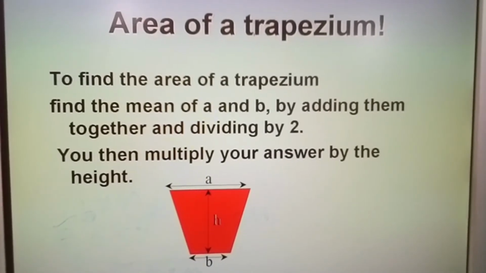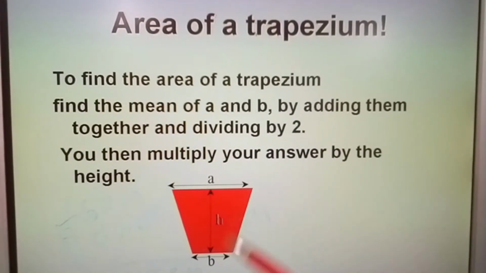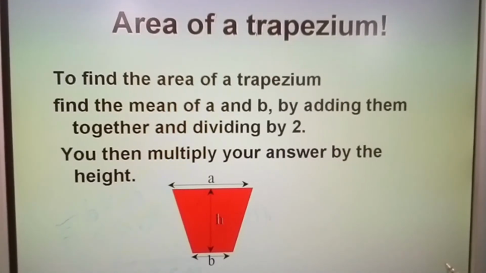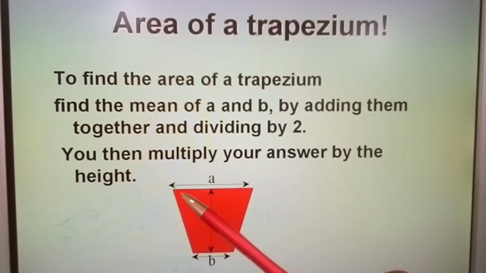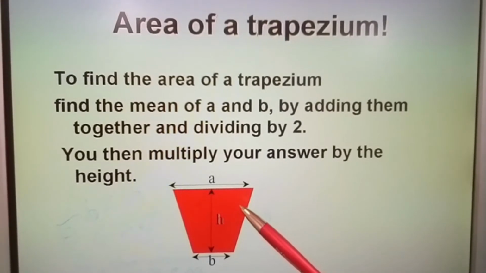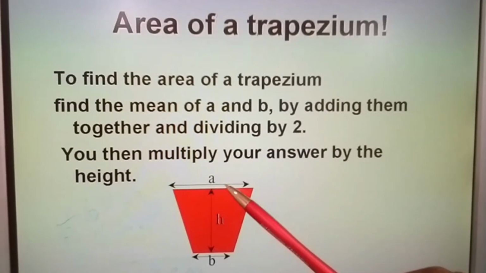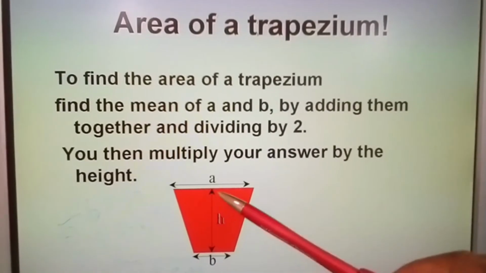So to find the area of a trapezium, that's our trapezium, find the mean of A and B by adding them together. So you're going to add A and B together. Then you want to divide them by 2. Then you multiply the answer by the height.